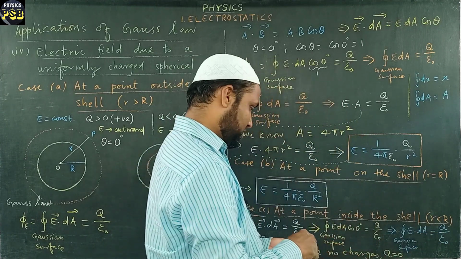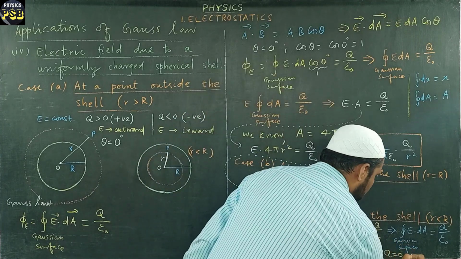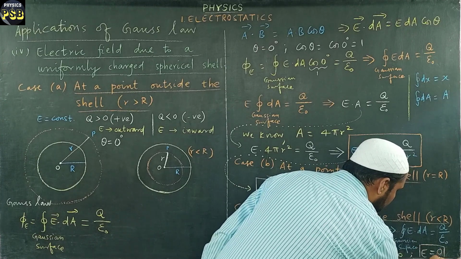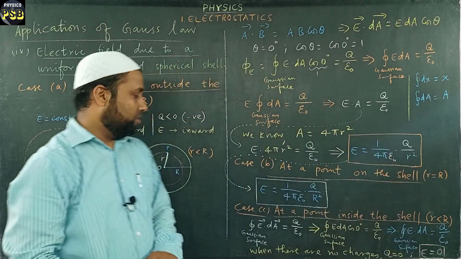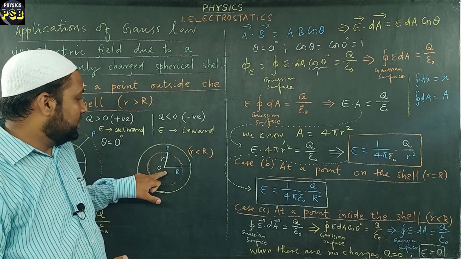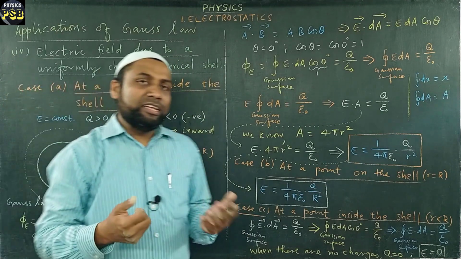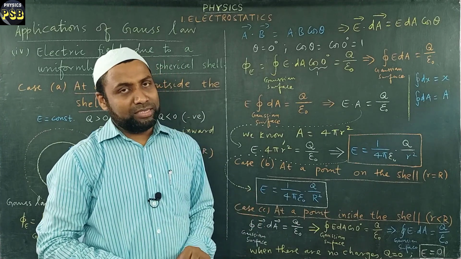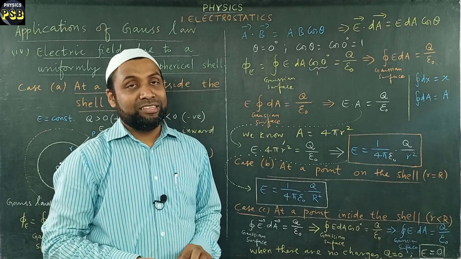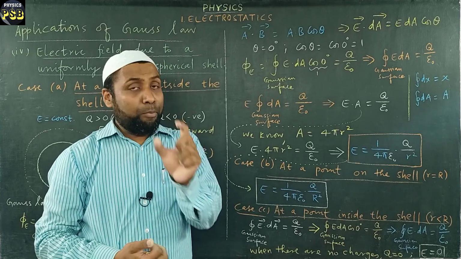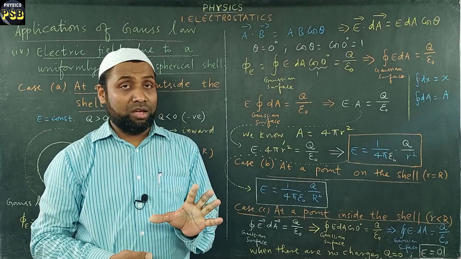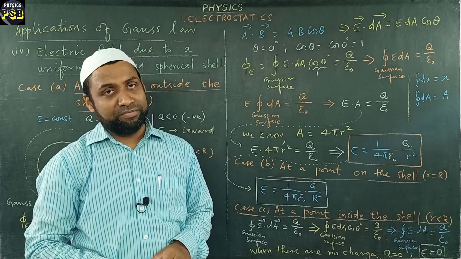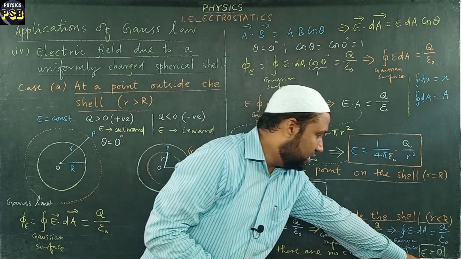So, E is taken as 0 here. This shows that when you take a point inside the charged shell, the electric field is 0. You remember this. We call this phenomenon electrostatic shielding. I repeat, a point inside a charged shell has a 0 electric field. So, E is equal to 0.